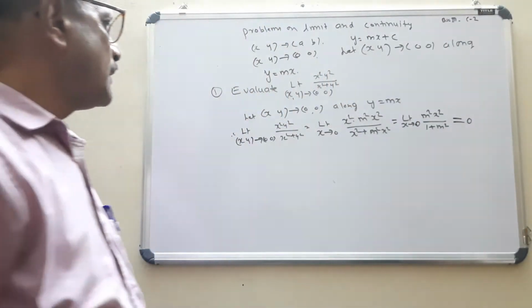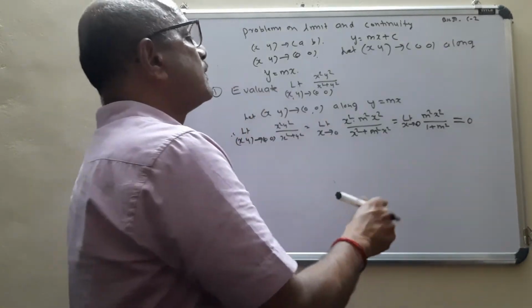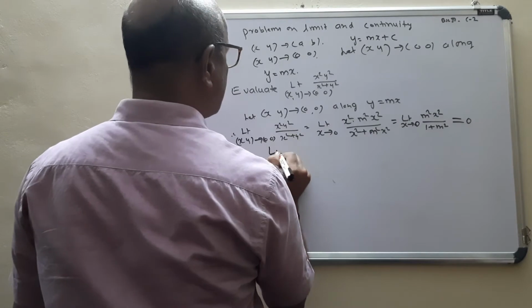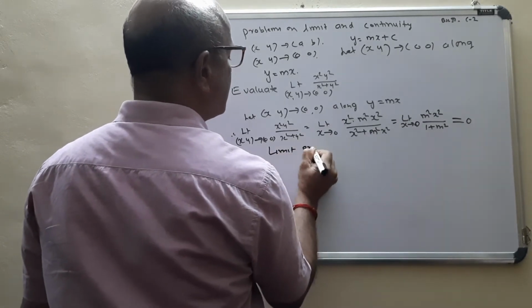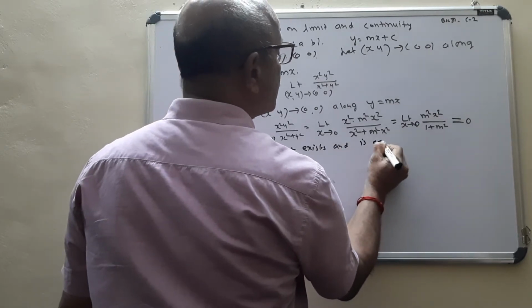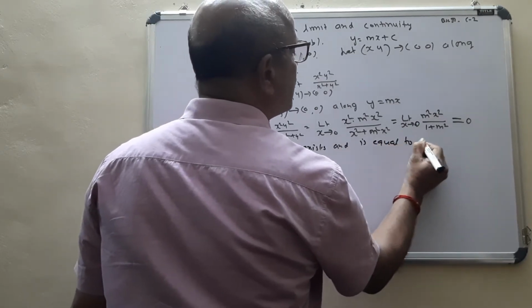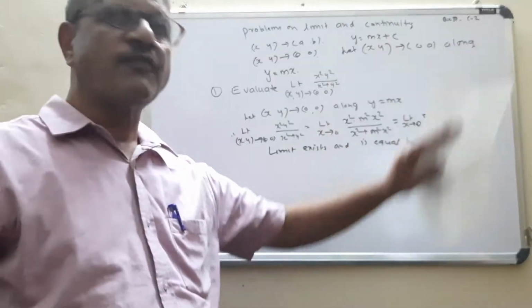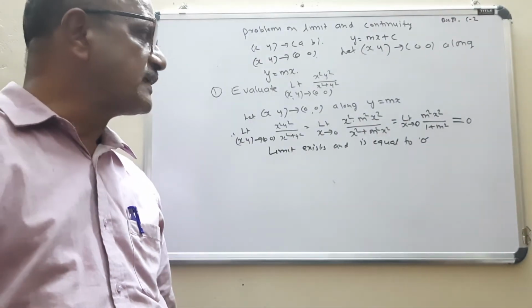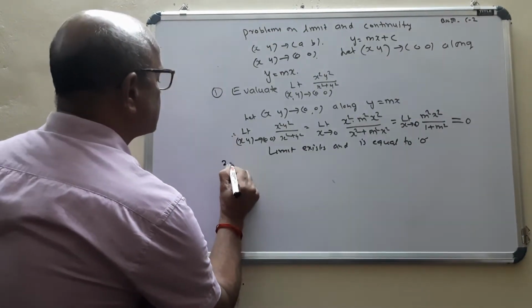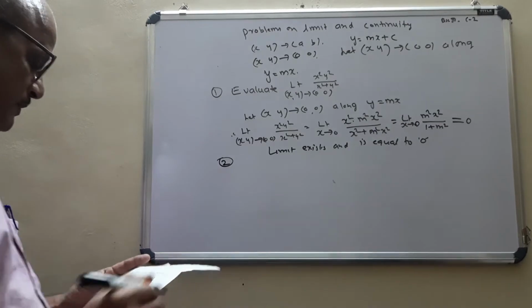We know that it is a problem of a function of a single variable and 0 is a finite value, hence the limit exists. Therefore, we say that the limit exists and is equal to 0. Suppose this limit is not finite or it is oscillatory, then we say that the limit does not exist. Now let us take the second problem.